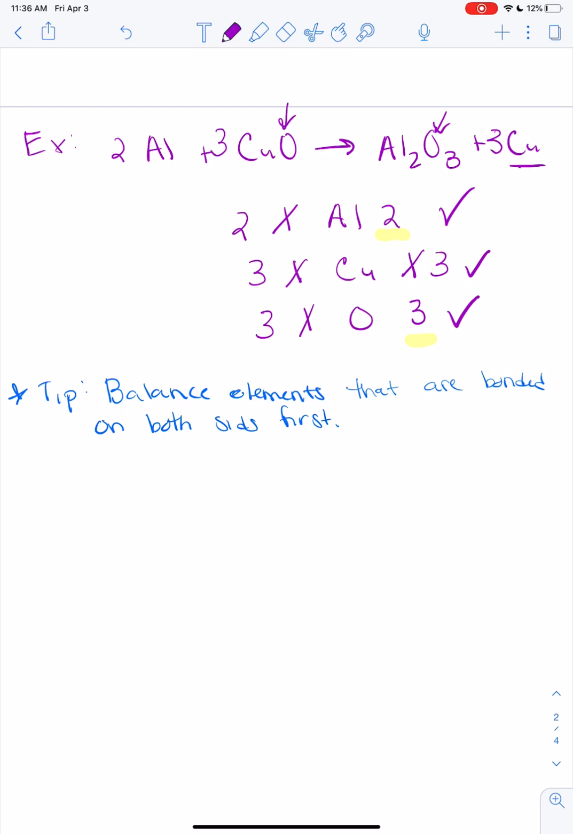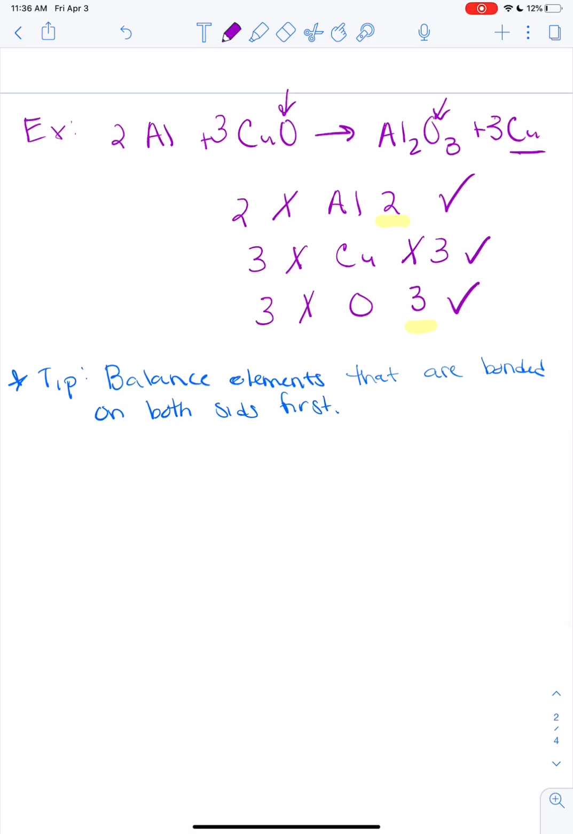So these are just 2 examples. If you're still confused about balancing, there are tons and tons of YouTube videos on this. So just go to YouTube, type in balancing chemical equations, and there will be plenty more examples, all right? But I want to move on to the very last thing that they talk about in Apex, which is ionic equations.